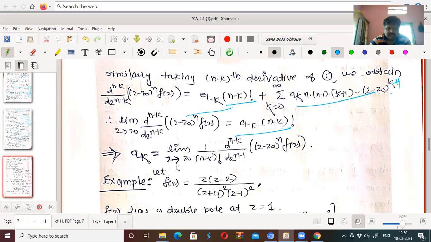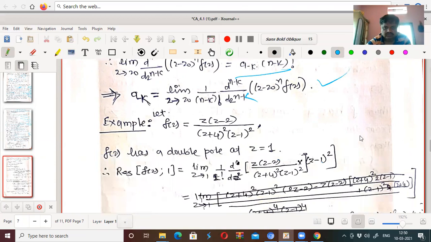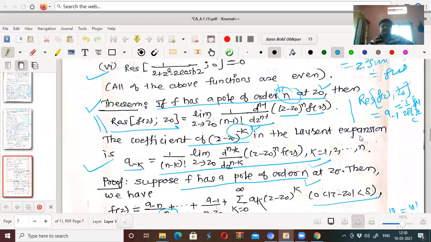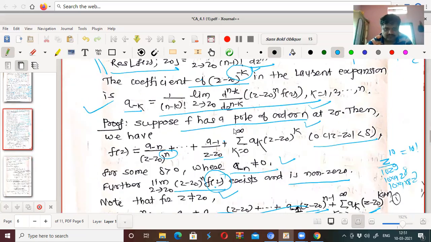So a minus k equals the limit as z tends to z0 of 1 upon n minus k factorial times the n minus kth derivative of z minus z0 to the power n into f of z. We'll see one or two examples on this. What does this result say? You can find the residue of a function at a pole of order n. How? First of all, multiply that function by z minus z0 to the power n, then take its n minus 1th derivative, multiply it by 1 upon n minus 1 factorial, and then take the limit as z tends to z0.